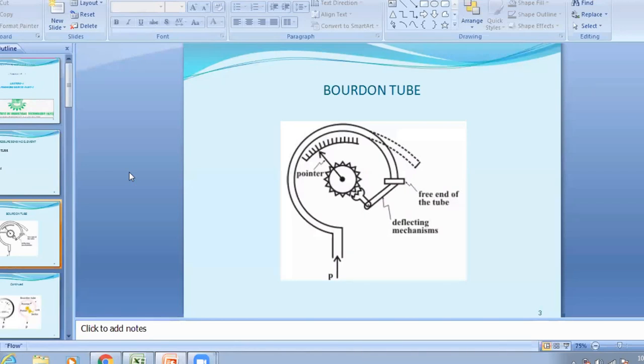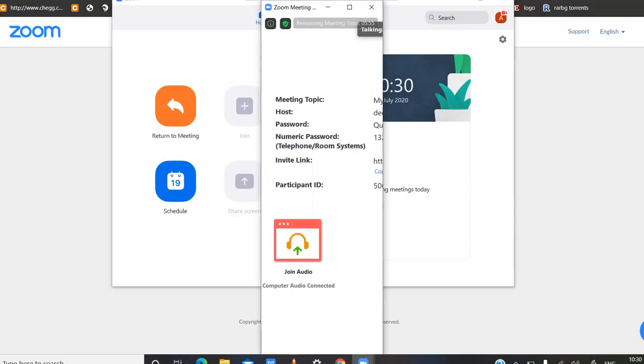Okay, now you have understood all the topics and working of these elastic pressure sensors: Bourdon tube, bellows, diaphragm, all the pressure sensors. Now is it clear to all of you? This is today's topic. Next day we will start with other pressure sensors.